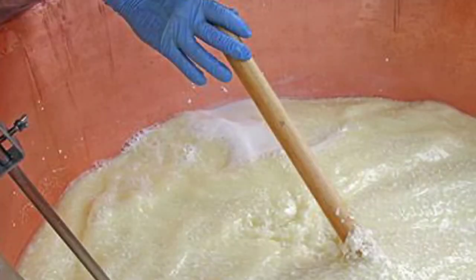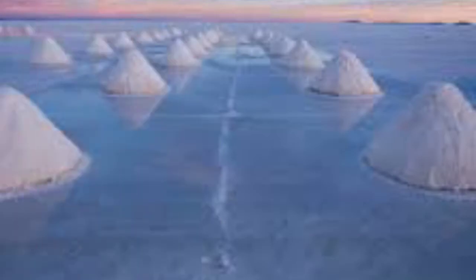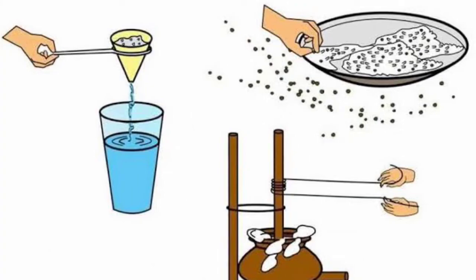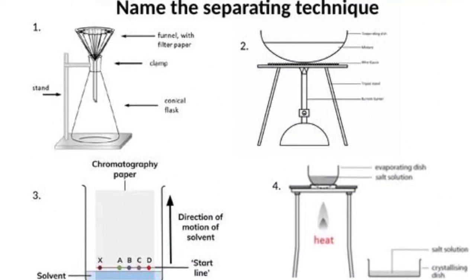How do we separate cream from milk? Have you ever wondered how we get salt from seawater? Hello everyone. We know that heterogeneous mixtures can be separated into their respective constituents by simple physical methods like handpicking, sieving, filtration. In this video, we will understand a few common techniques for separation of the components of a mixture.